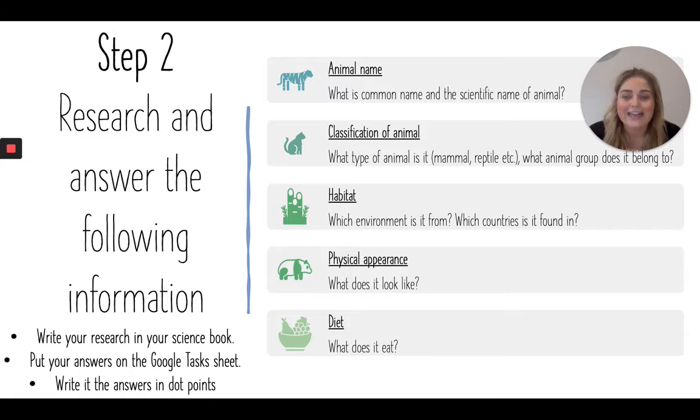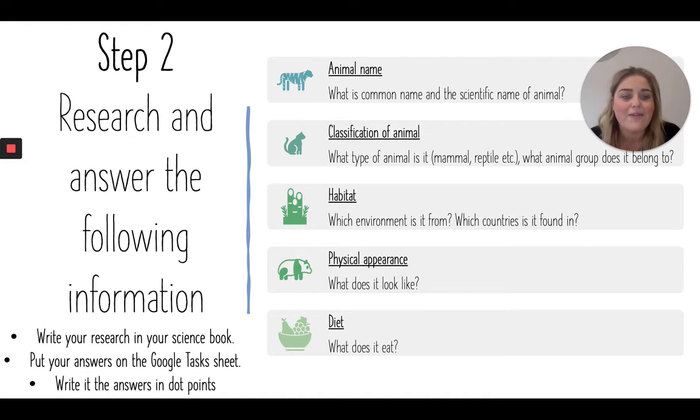So today you're going to be researching and finding out the following pieces of information. So you're going to find out what the common name is and what the scientific name is. What you will find often is that we call animals, say something like the lion, but their actual scientific name is something different. So they have a common name, but they also have a scientific name.